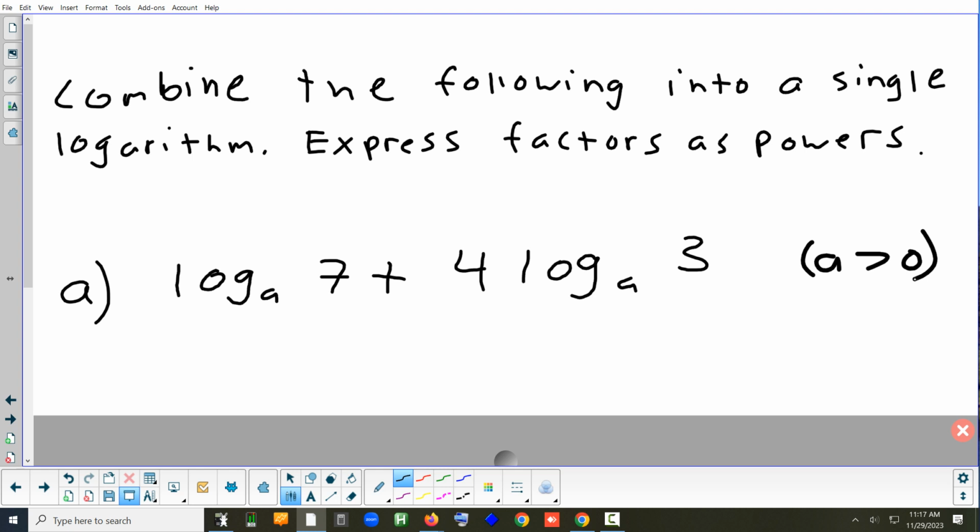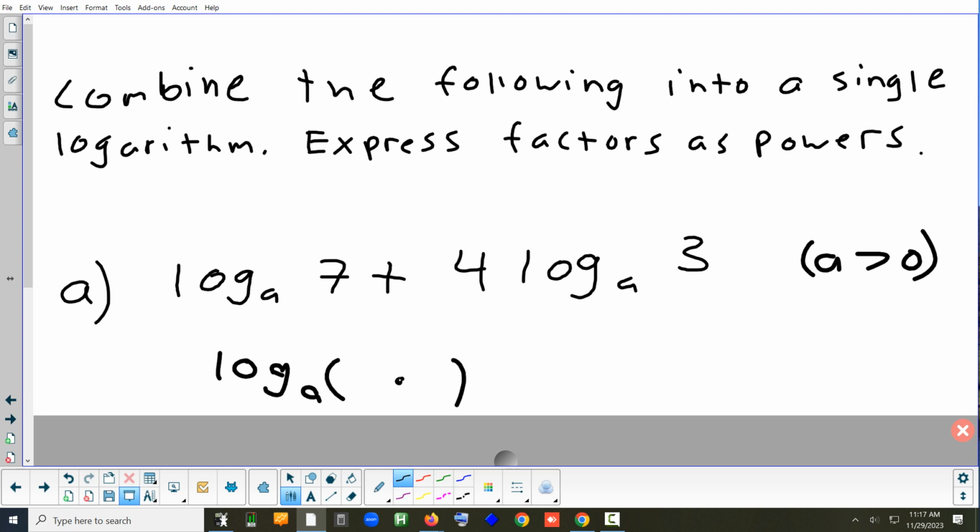This one says express powers as factors as powers. So think about what you would have done to get to this. You're going to do every step now in reverse. What do you think the first thing you're going to do is, if we're going to get this all combined back together? Identify subtraction, addition, and also the log base. We're going to have a single log base a when we combine it. And it is going to be multiplication.